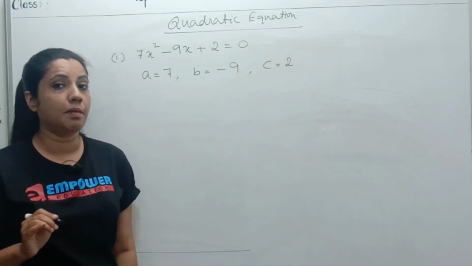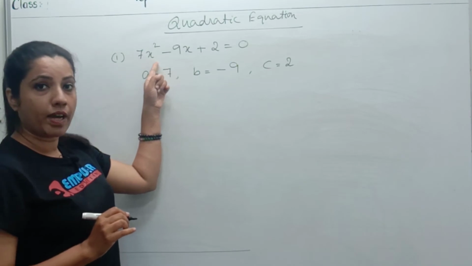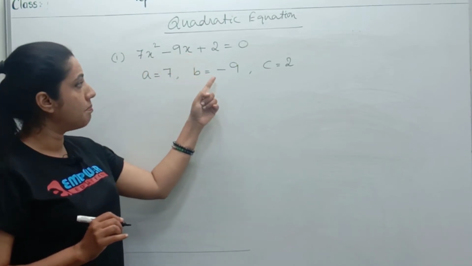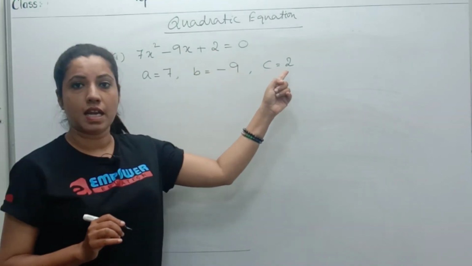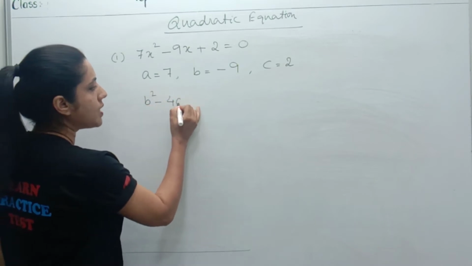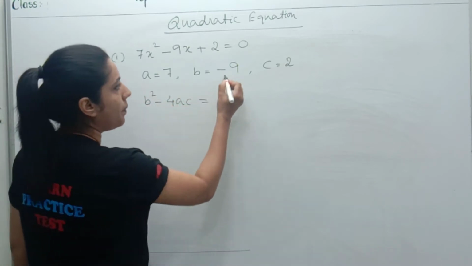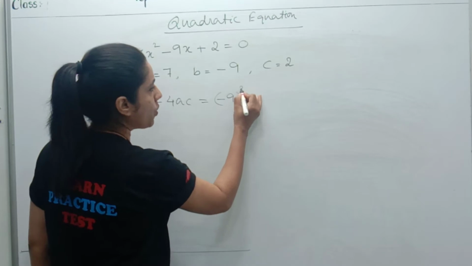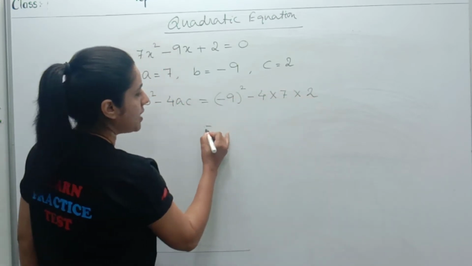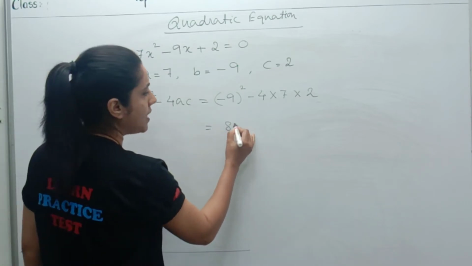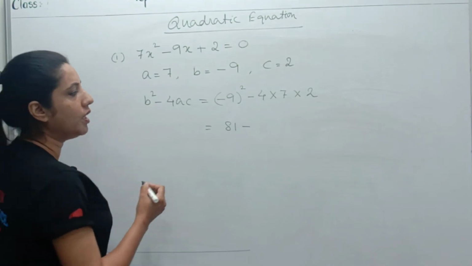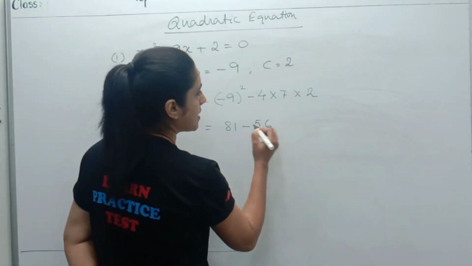I told you what our a, b, c are. a is the coefficient of x square, that is 7 here. b is the coefficient of x, that is minus 9, and c is the constant term, that is 2. So now let us find out what b square minus 4ac is. What is your b? Minus 9 whole square minus 4 into 7 into 2. Minus 9 whole square is 81, minus 7 into 2, 14, 14 into 4 is 56.